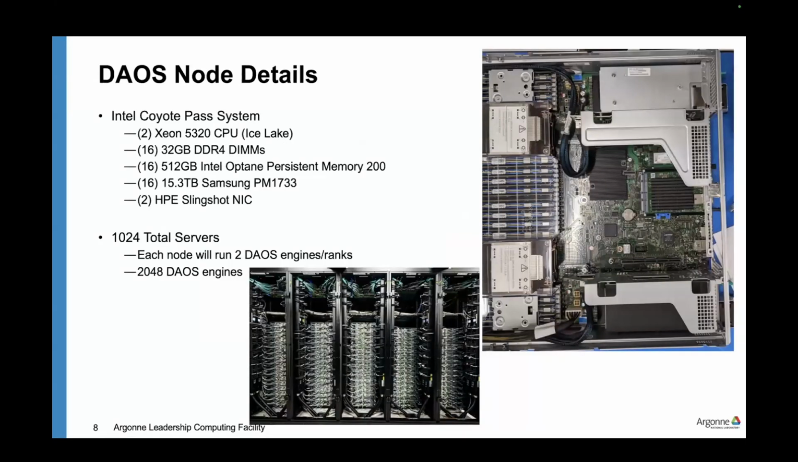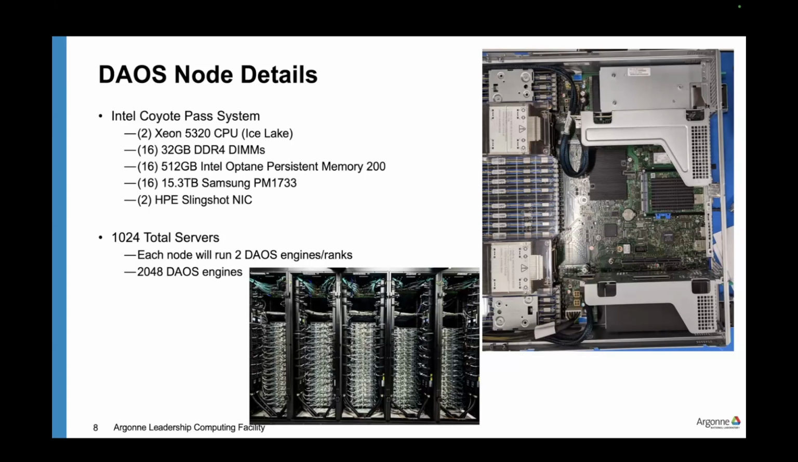Individual DAOS node details. This is an individual DAOS server. This is a 2-socket server. It's got 32 gigabytes of DDR4 memory. It's got 16 512 gigabyte persistent memory DIMMs. We're going to call this persistent memory, and we're also going to be referring to this as storage class memory in future slides. The key takeaway is that this is memory that is persistent. If you write data into this memory and power the node off, that data persists.